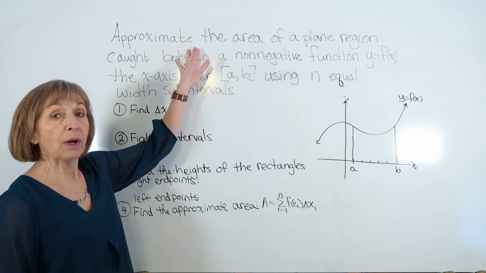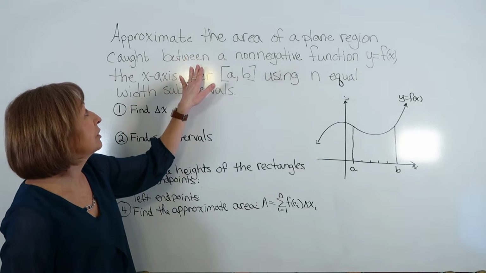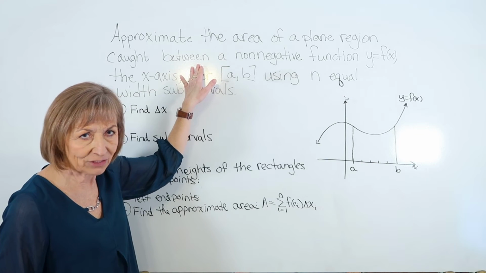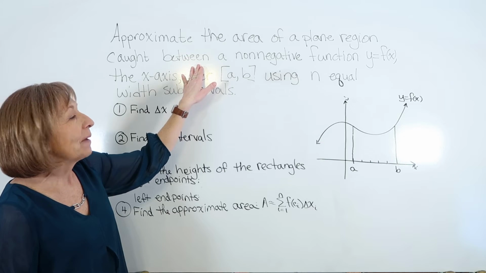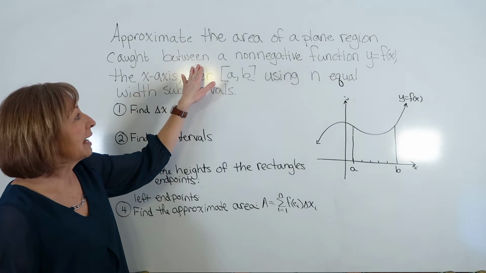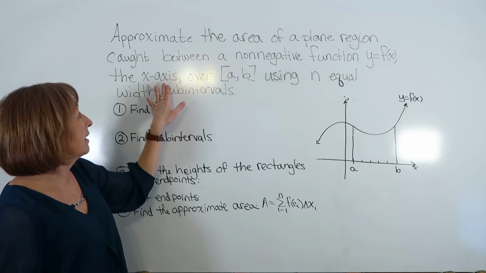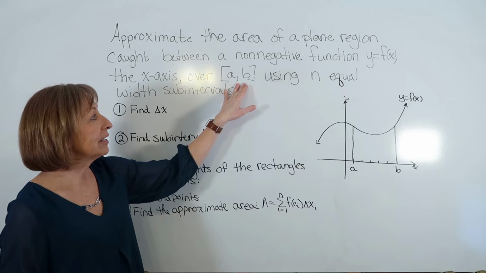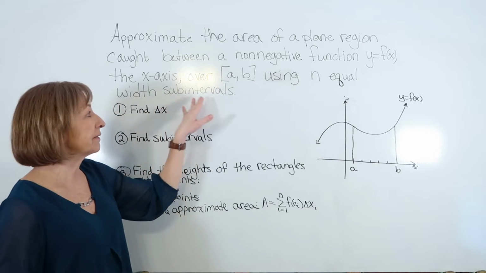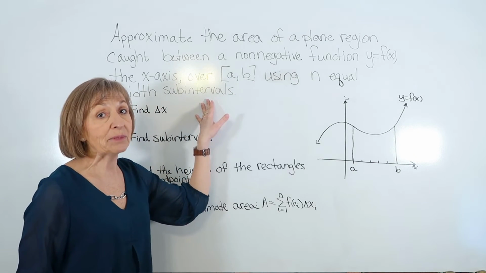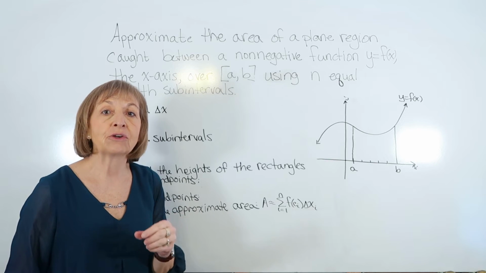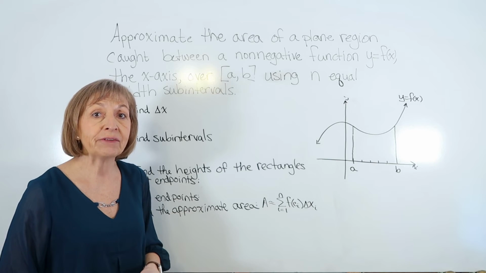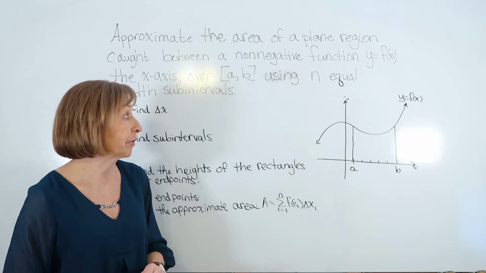So here, when we want to approximate the area of a plane region caught between a non-negative function, that means its graph is above the x-axis over the interval, possibly touching the x-axis, but not going below it. y equals f of x, the x-axis over the closed interval from a to b, using n equal width subintervals. Now certainly this can be done if you don't have equal width subintervals. I'm just choosing to have equal width subintervals for this example.